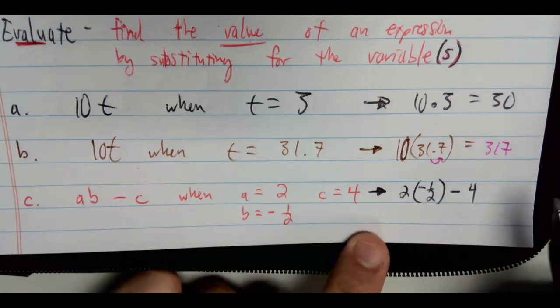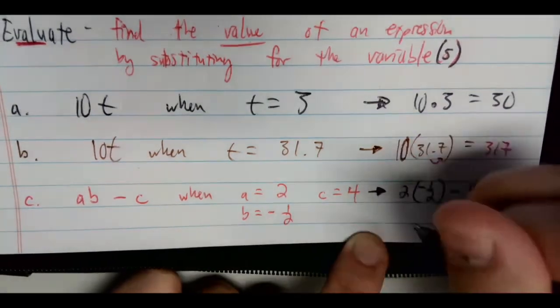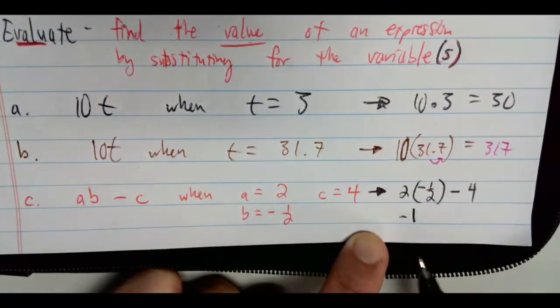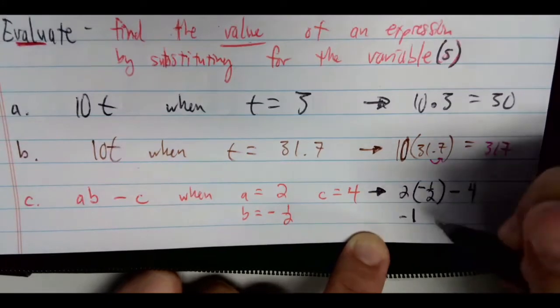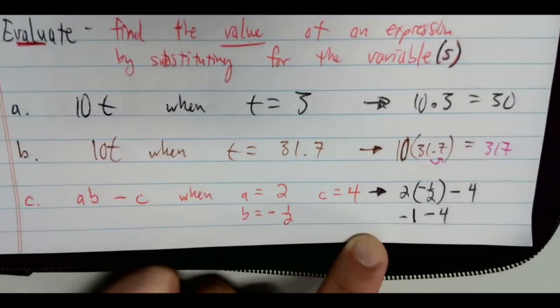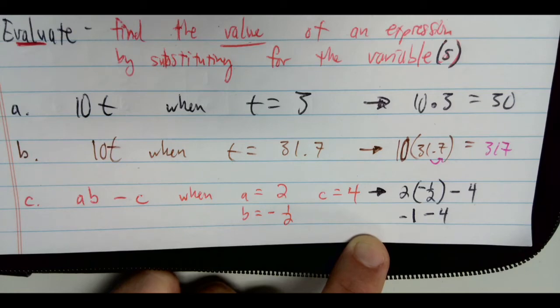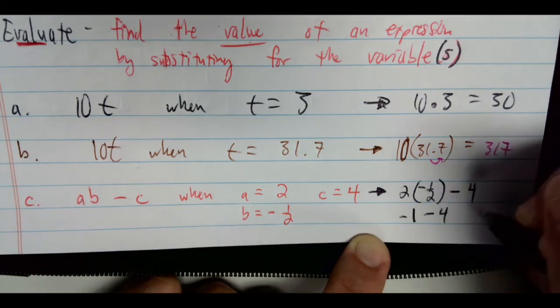So what is 2 times negative 1/2? Negative 1. So we do the multiplication first because of order of operations. Yep. And then we'll subtract 4. Negative 5. Oh, we're going to have some fun then.